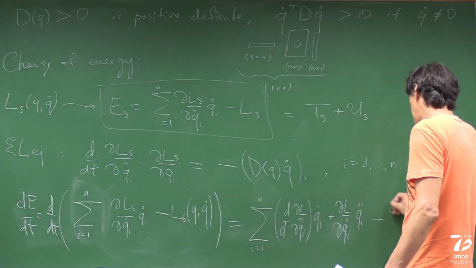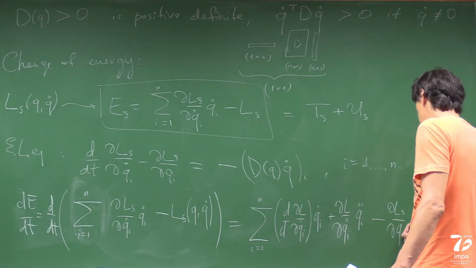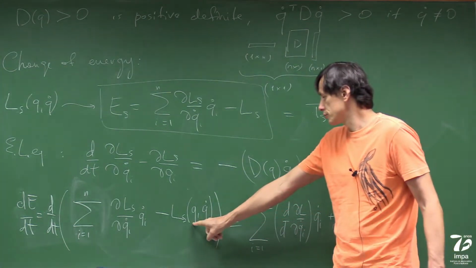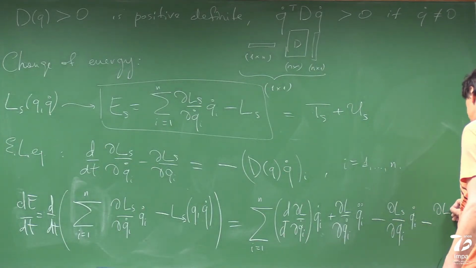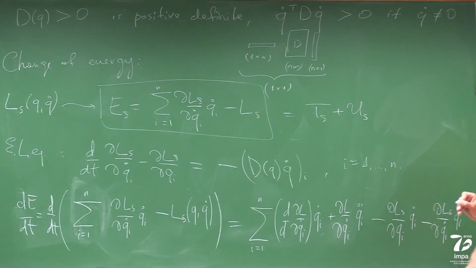So we already have a sum, so we use the same sum. It will be dL by dq_i times q_i dot. So this is with respect to components of the vector q, and now with respect to components of the other vector, q_i dot, and then the second dot with respect to time.